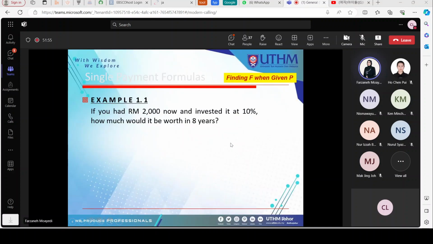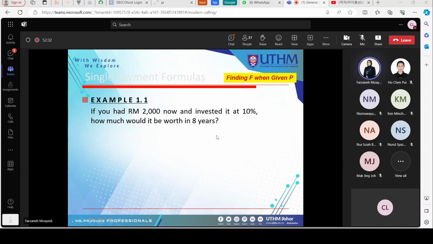So now what I actually want to let you try is that if we do not want to proceed with a manual calculation, we just want to use the formula, but now the important thing is I want to use both the formula and the notation at the same time to make sure that you're actually going to get exactly the same answer. Okay, so here we have a simple example. If you had 2,000 now and invested at 10%, how much would it be worth in 8 years?